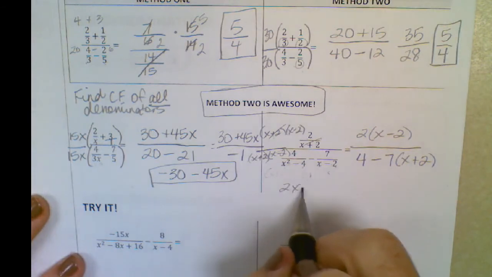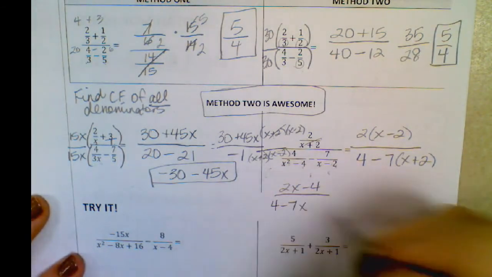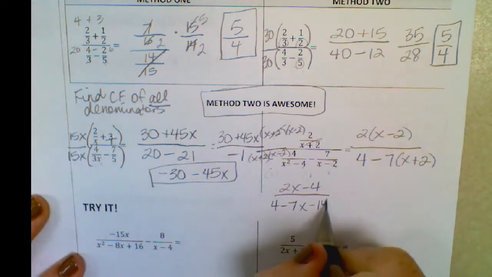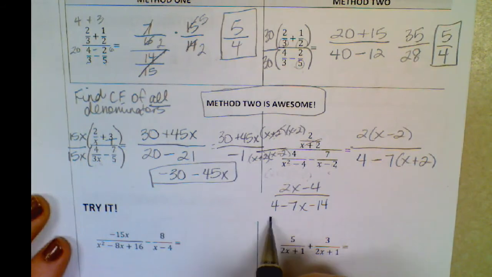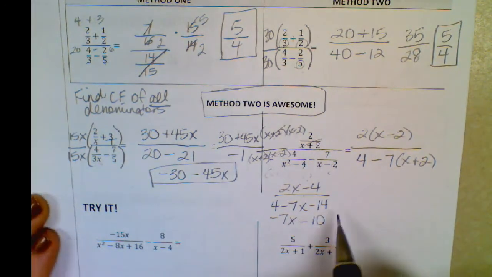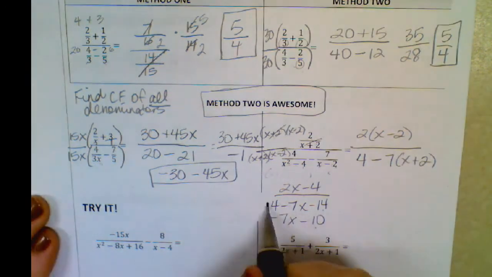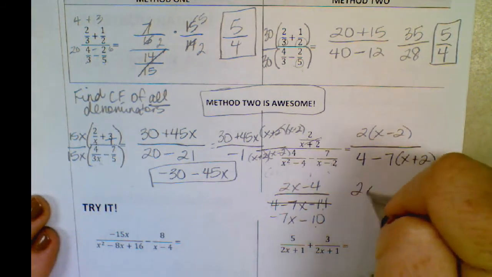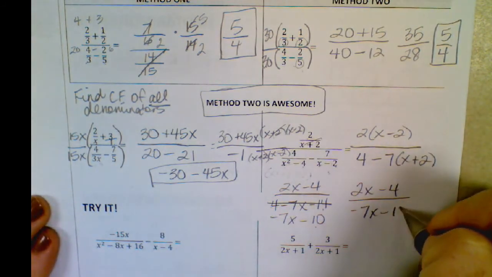So 2x minus 4 over 4 minus 7x minus 14. So that's the same as negative 7x minus 10. Let's see. 4 minus 14 is negative 10 and negative 7x. Okay, good. Just double checking myself. So we've got 2x minus 4 over negative 7x minus 10.